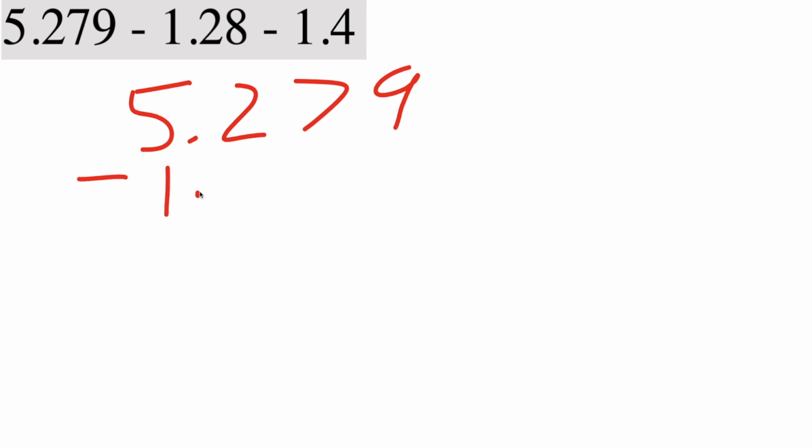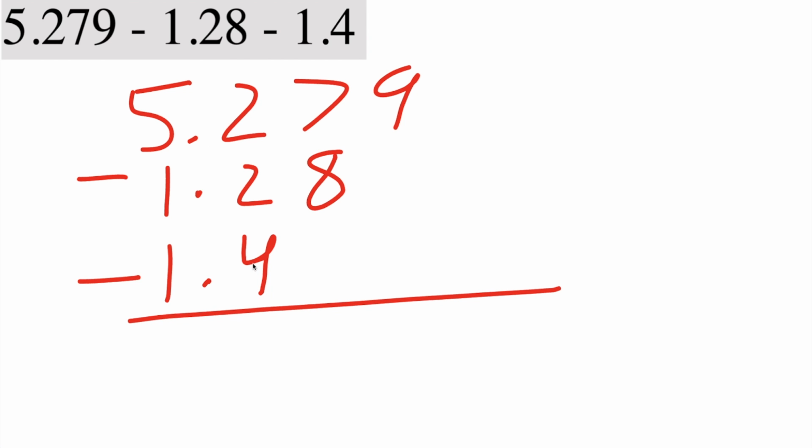So we rewrite it as 5.279 minus 1.28 minus 1.4. So we gotta kind of line up everything. So this piece only has the tenths, no hundredths or thousandths, so add a 0, add a 0. This piece has tenths, hundredths, no thousandths, so add a 0. So everything is lined up.